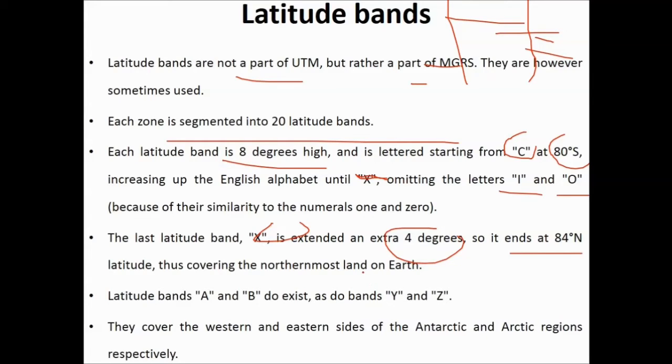Latitude bands A and B also exist, Y and Z also exist. They cover the western and eastern sides of the Antarctic and Arctic regions respectively. That is why we have A and B and Y and Z.